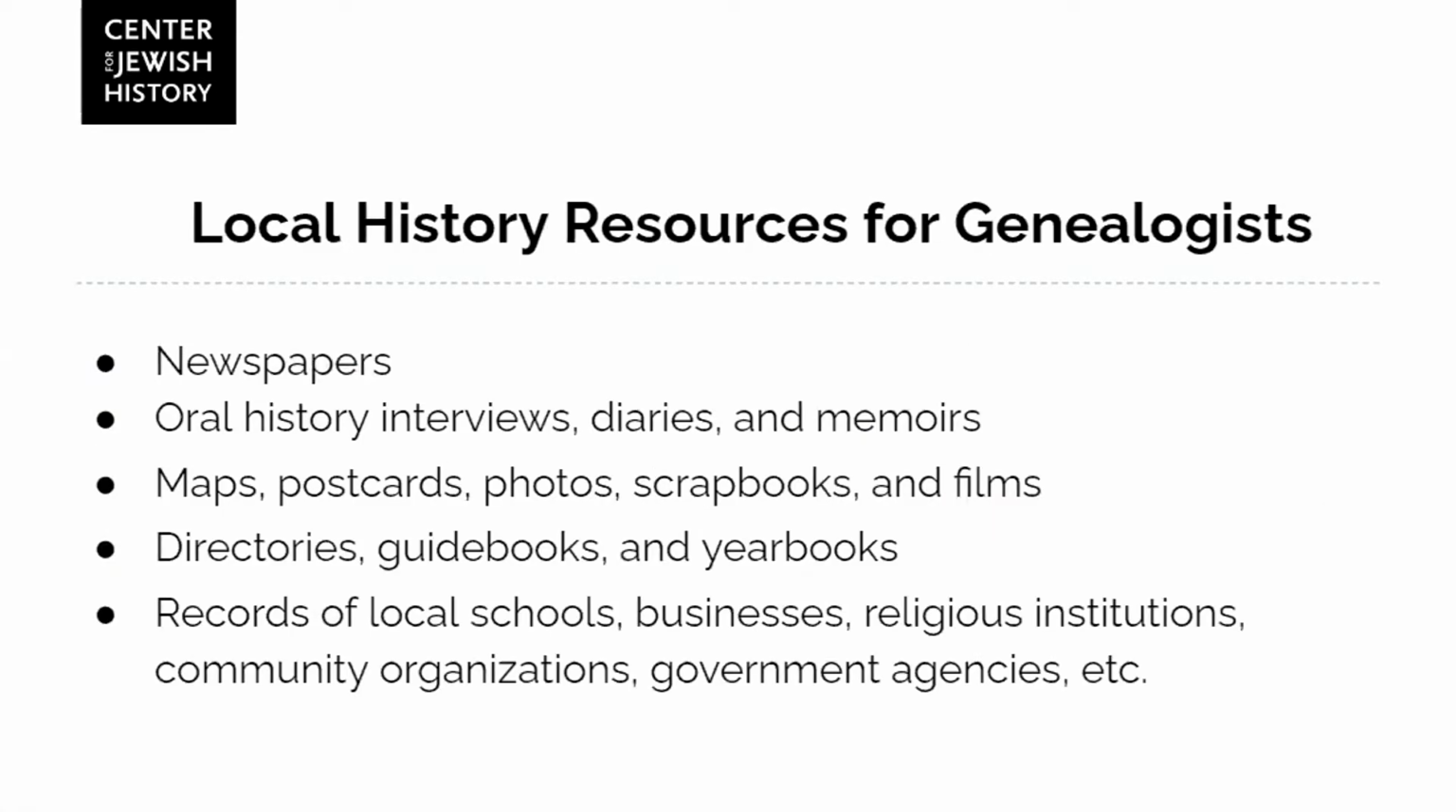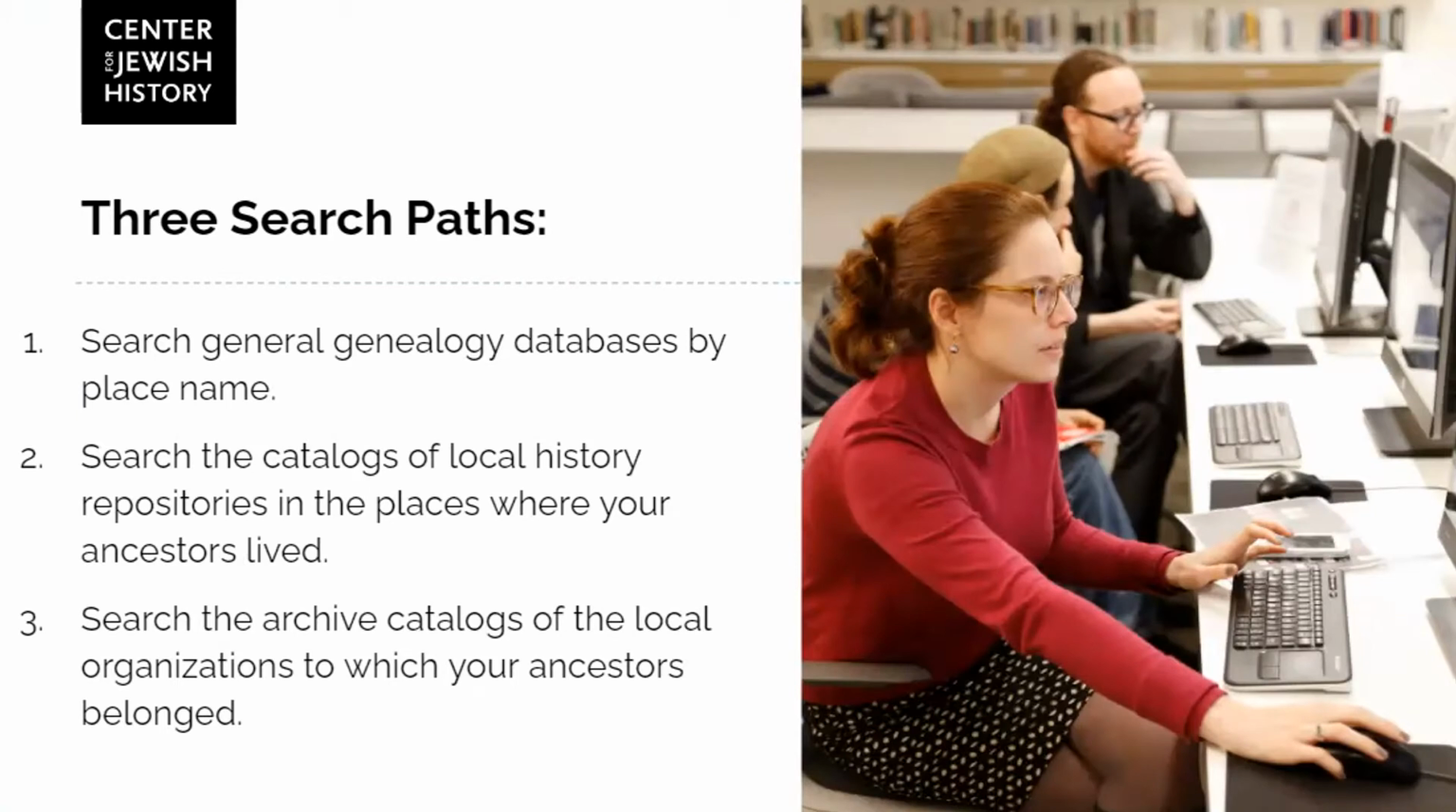What kinds of local history resources are useful for genealogists? These can be everything from newspapers to oral history interviews, diaries, and memoirs, visual items like maps, postcards, photos, scrapbooks, and films, various kinds of books, including directories, guidebooks, and yearbooks, and records of local schools, businesses, religious institutions, community organizations, government agencies, etc.